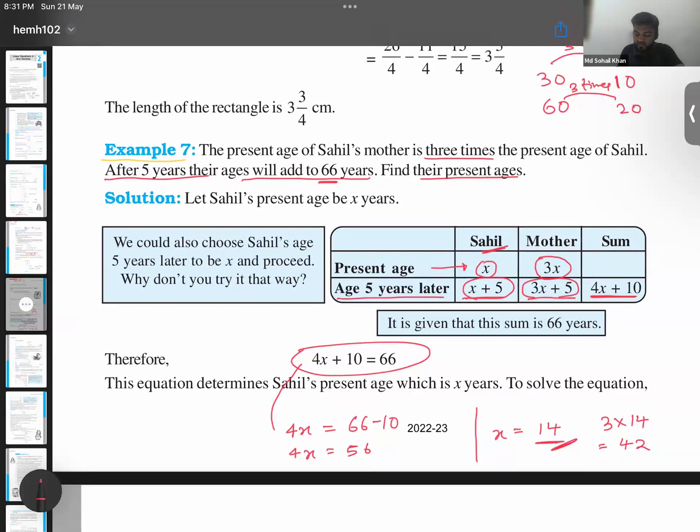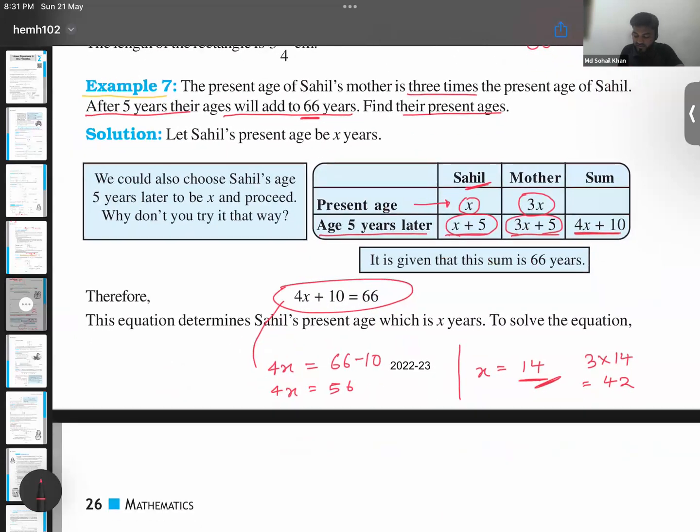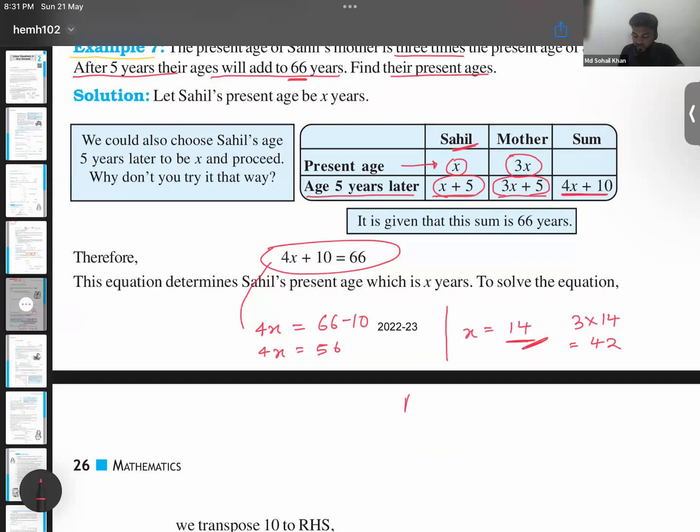Now, after 5 years, if you see, the present age of Sahil, which we found out, is 14 years. The present age of his mother is 42 years. Now, after 5 years, their ages are going to be 14 plus 5, that will be 19 years. His mother's age will be 42 plus 5, that will be 47 years.